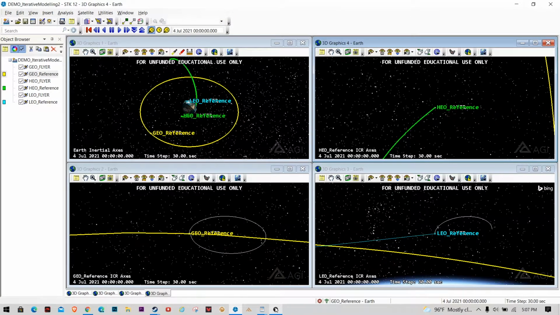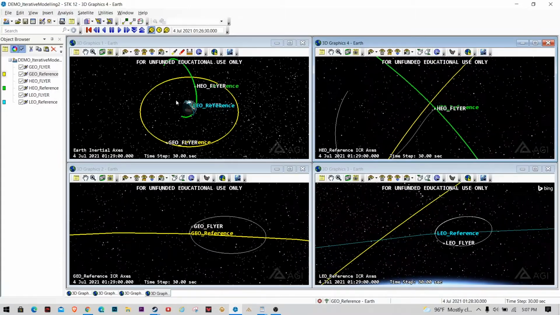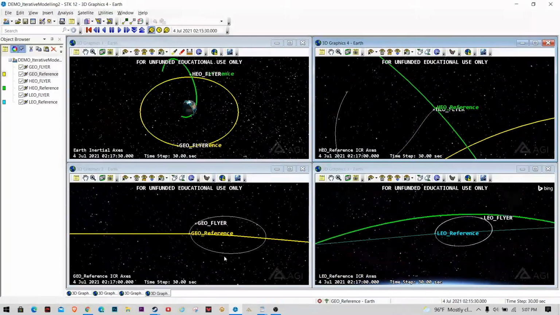In this lesson, we're going to try to use iterative modeling to answer the question of what is the big difference between all of these different orbits. What's the difference between HEO? What's the difference between LEO? And what's the difference between GEO?